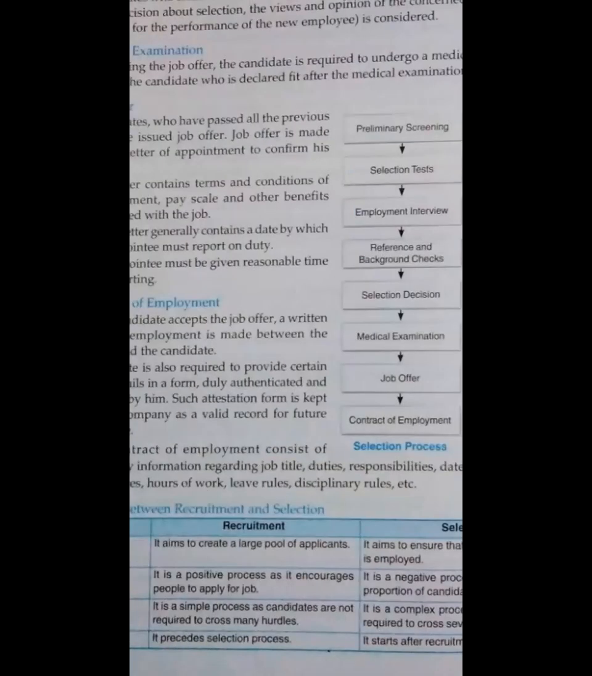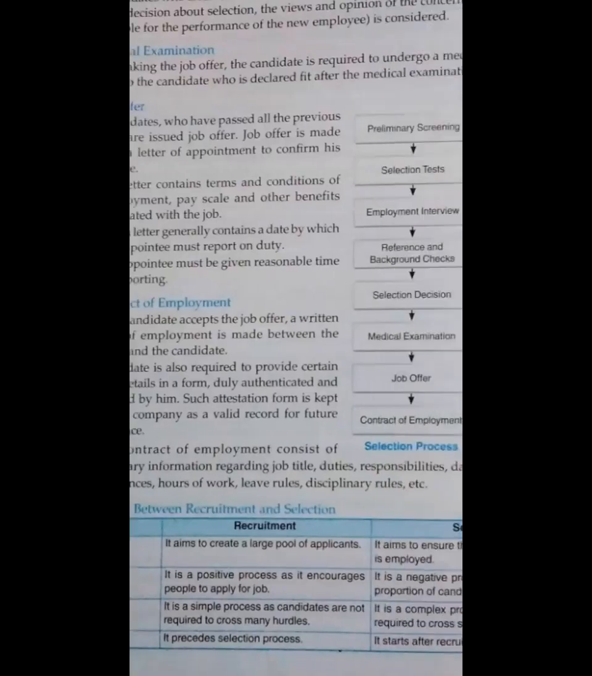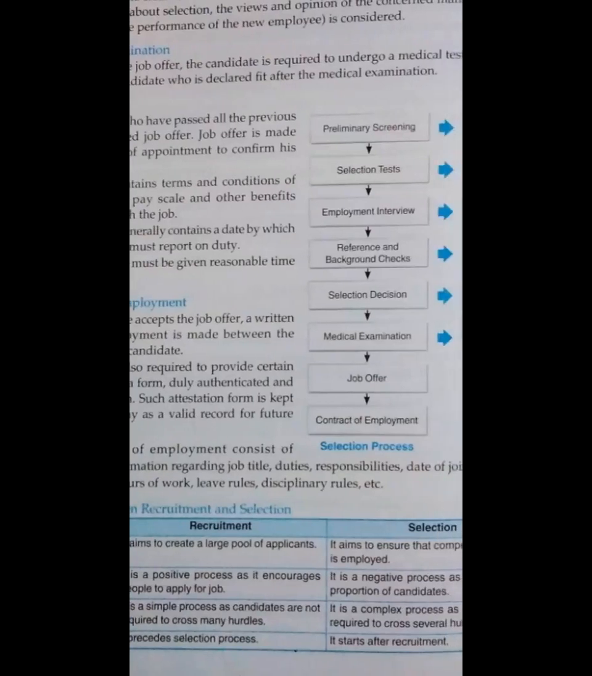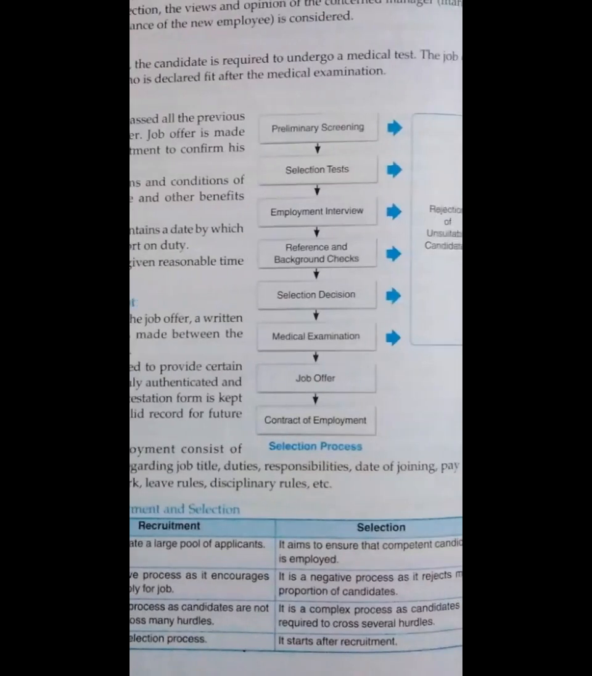Then the last one is stage. Recruitment precedes the selection process. Okay, it precedes, meaning it is also one of the steps. But in selection, it starts after recruitment, after recruiting them. So after recruiting the group of people, we will select the best one for the highly suitable vacancy. So this is the difference between recruitment and selection.